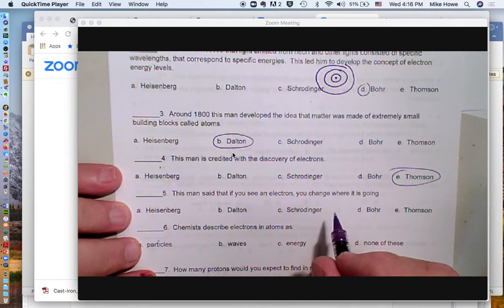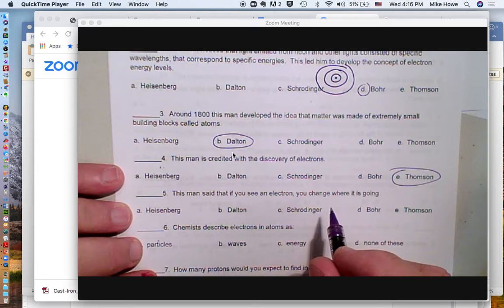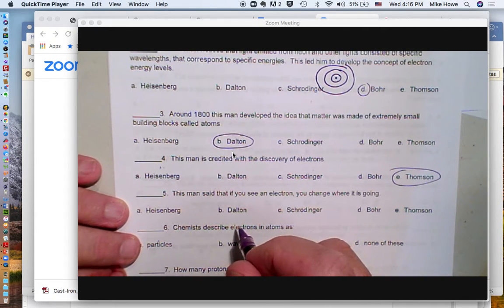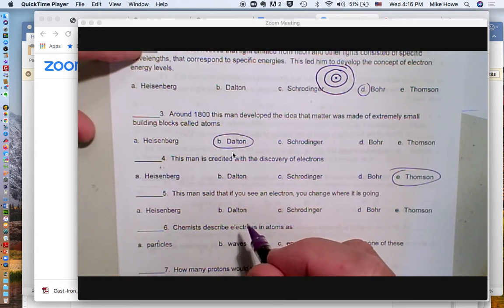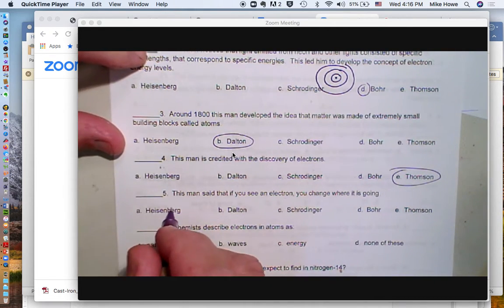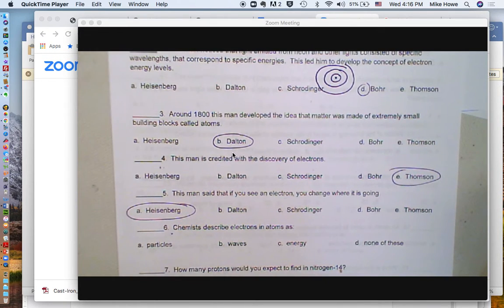Then, of course, we said that if you ever looked at an electron, you would change where it's going, because the mass of the electron is so small that when light hits it, it changes its path. So that's why we can't treat the electron as a particle. We can only treat it as a wave.